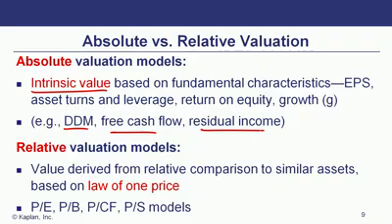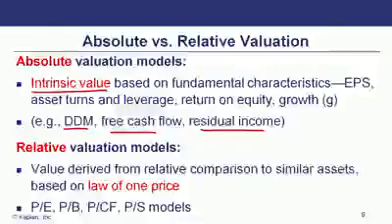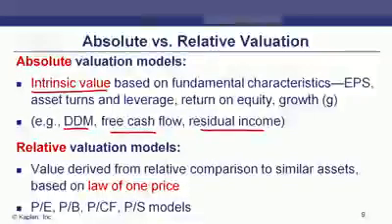Okay. Relative, slightly different. This is a value derived from a comparison to similar assets. Based on the law of one price, the examples we'll see are our price multiples. So, price to earnings, price to book, price to cash flow, price to sales. We're looking at two assets, and I know this is theoretical and probably never going to actually happen, but imagine you've got two companies that are completely and utterly identical. The argument is, if they're identical, they should have the same PE ratio.